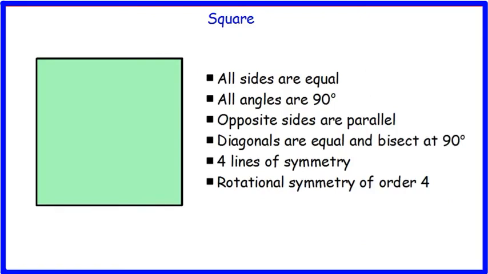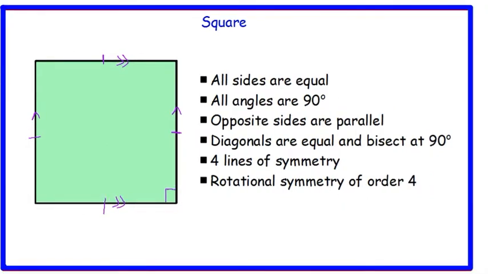Okay, so here is the square, and here are the properties of a square. All sides are equal, so I would use this to show that. All angles are 90 degrees. Opposite sides are parallel, so those two go in the same direction as do those two. The diagonals are equal in length and bisect at 90 degrees.